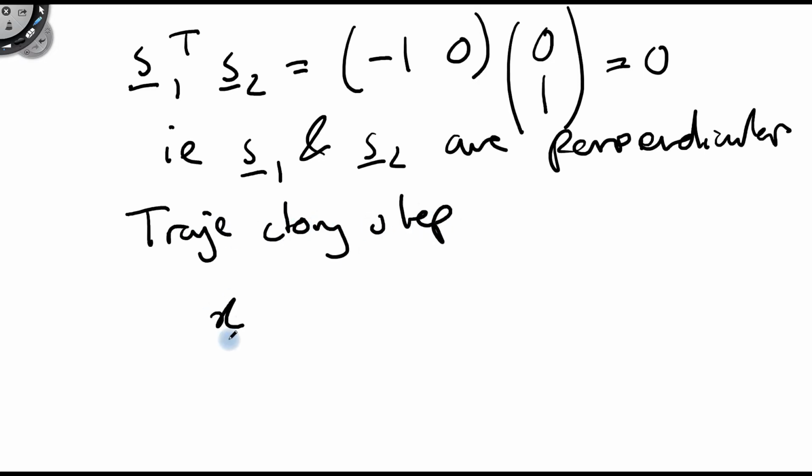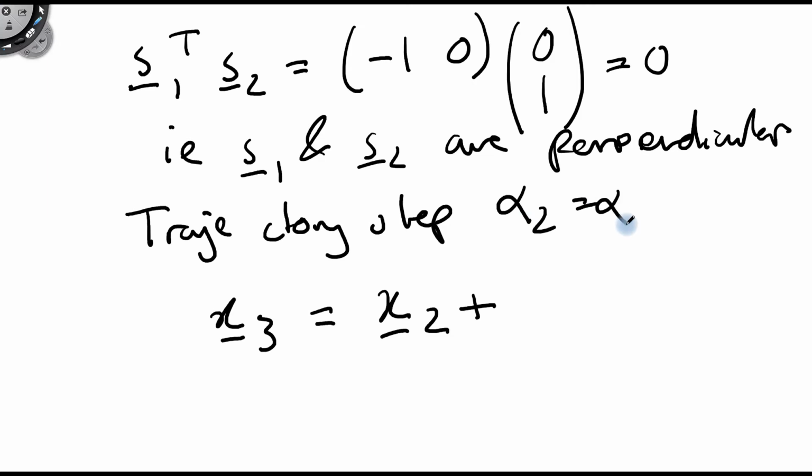and this will take us to x3, which is x2 plus alpha s2. I'm just going to write alpha 2 as alpha, just for ease of expression. So basically we're starting at x2, going in the direction of s2, and we've got our trajectory length alpha that we need to determine by minimization. So that's our trajectory. Let's just plug the numbers in. So x2 was 0. No, it wasn't. It was 1, 0.